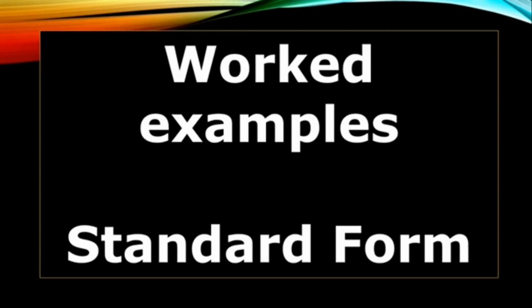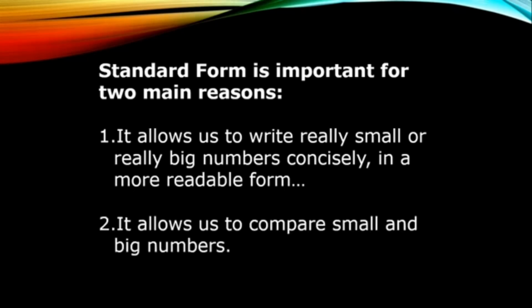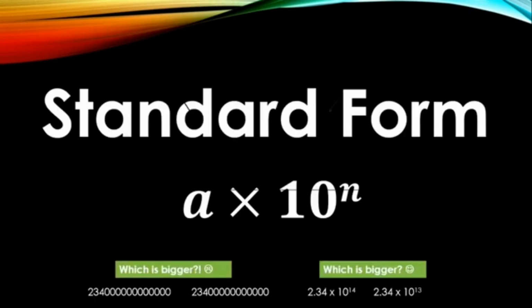We say that standard form is important for two main reasons. It allows us to write really small or really big numbers concisely in a more readable form, which we call scientific form. And it also allows us to compare these small or these big numbers. All right. So we said again that the standard form is written in this notation: a times 10 to the power n, where a is any number from 1 up to 9.9999 and n is any whole number, be it negative, positive, or 0.